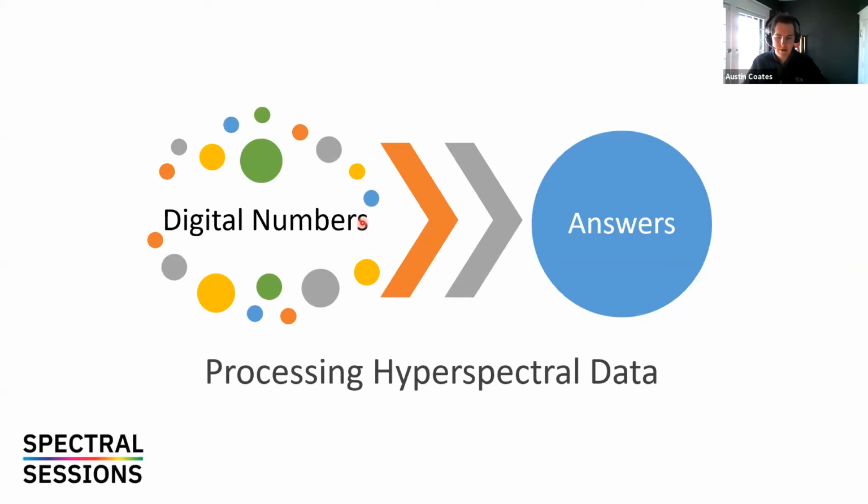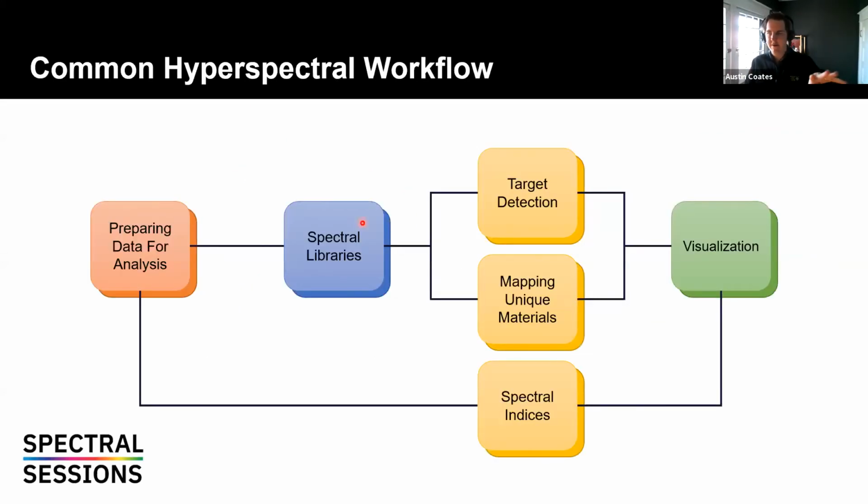All right, so now we have our processing workflow in our head. We've gone from some digital numbers and now we're looking to get to some answers. So here's a workflow that we like to follow. Pre-processing our data is everything that we've gone through up until this point, so we kind of covered that part. And then you have spectral libraries, which is what we're going to talk about next, and then target detection and visualization. We'll get to those in a minute.